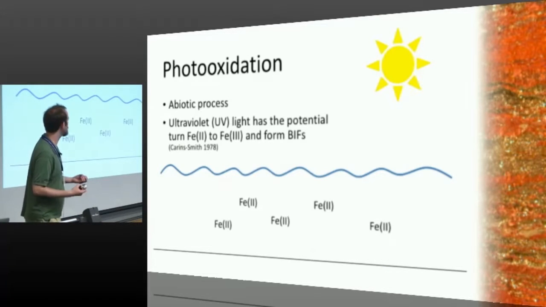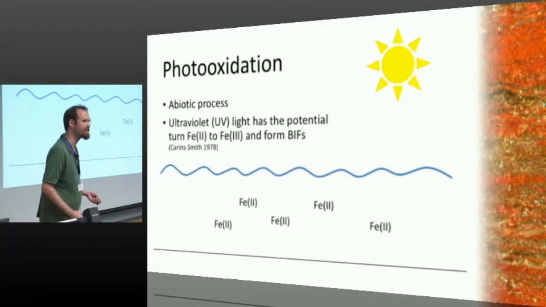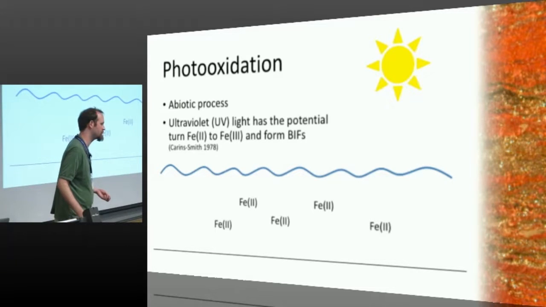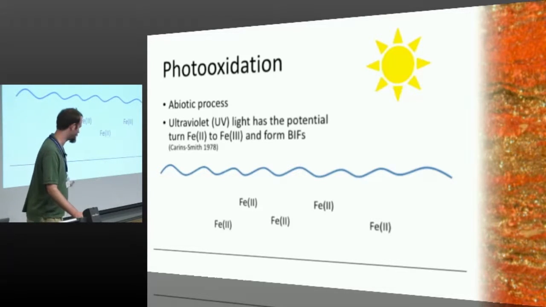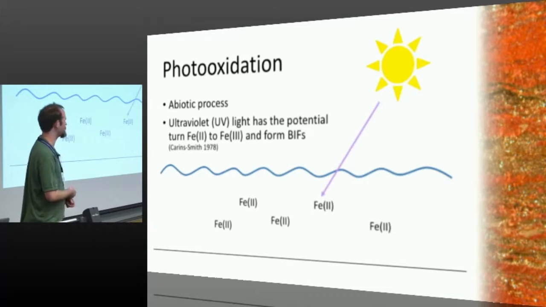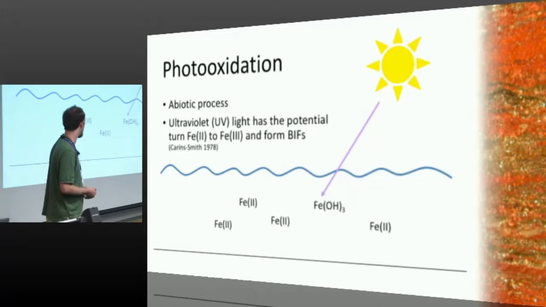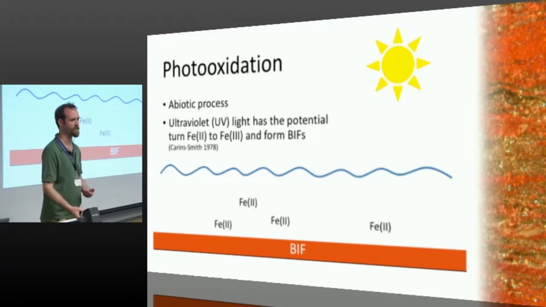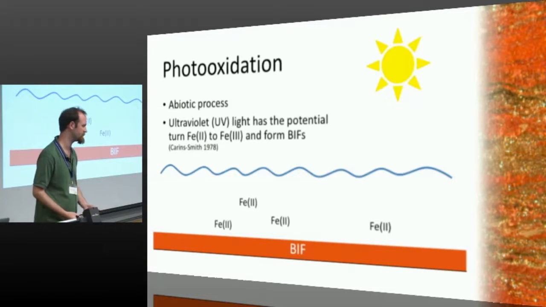But there's another idea that is photooxidation. This is a completely abiotic process. And it's ultraviolet light turning iron 2 into iron 3. And this is a cartoon. I have somewhat abstracted mechanistic details. So you have an ultraviolet photon from the sun, hits an iron 2 species in seawater, turns it into iron hydroxide, and then that will precipitate, it's soluble, and then over time that is transformed into BIF minerals like hematite and magnetite.